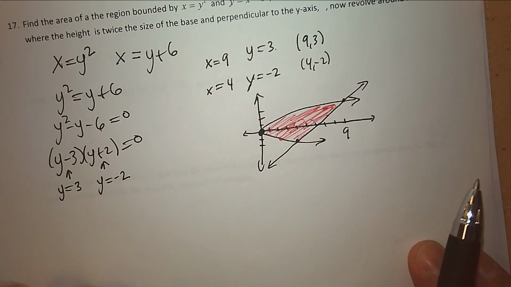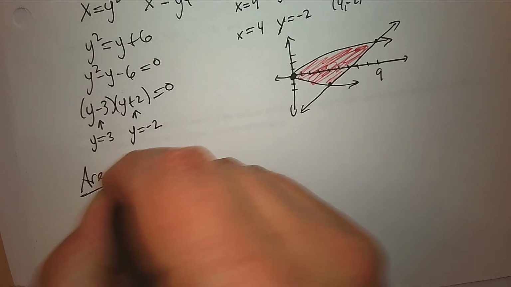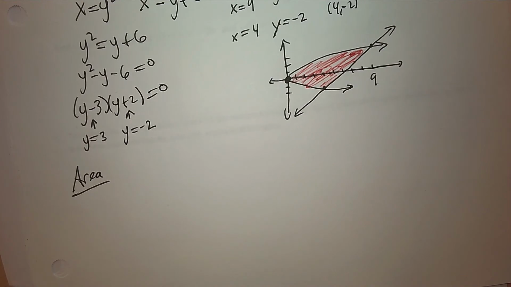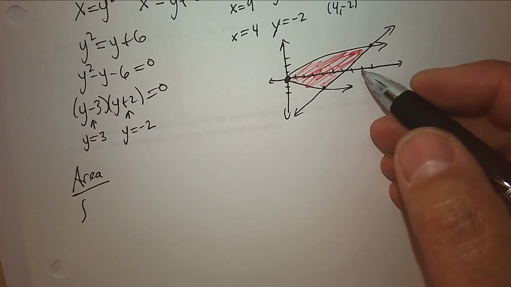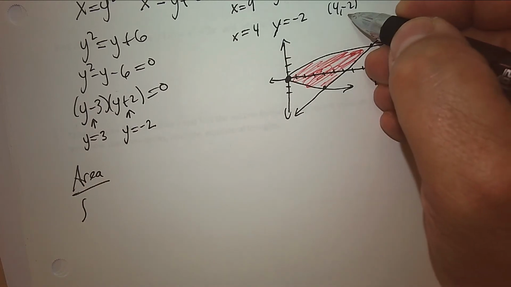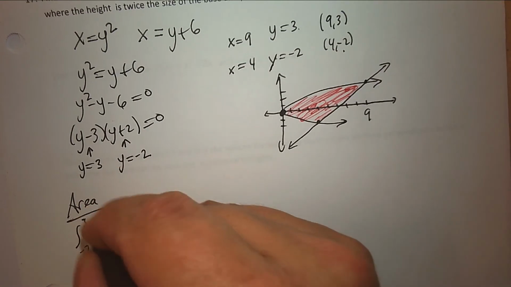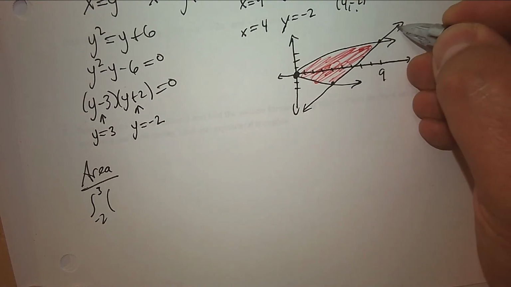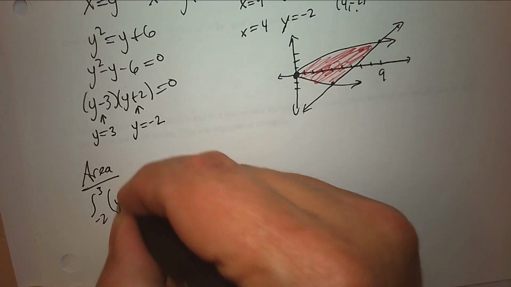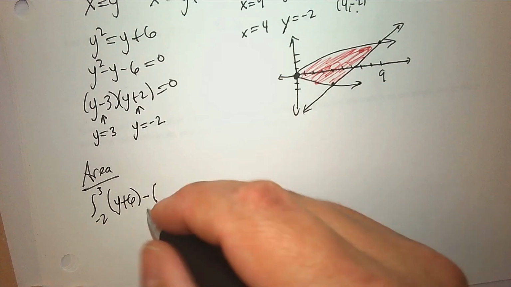And then question number 1 is to find the area that's being trapped there. So how do I find the area? So first of all, we're integrating, and we're integrating sideways. So we need the y coordinates. So we're going to integrate from -2 to +3. And it's right subtract left. So the right is actually the slanted line, and we're going to write it in terms of y. So it's y plus 6, subtract the left, which is just y squared.